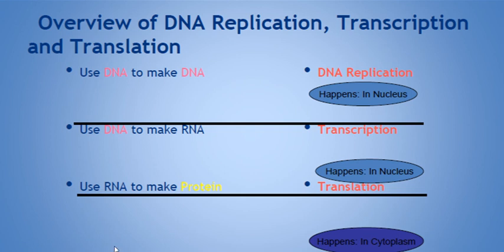So, overview. DNA replication. This is specifically for cell division. The whole point of this is DNA to make DNA. One DNA makes two DNA molecules in preparation for cell division, where one cell becomes two. This happens in the nucleus because that is where DNA is.